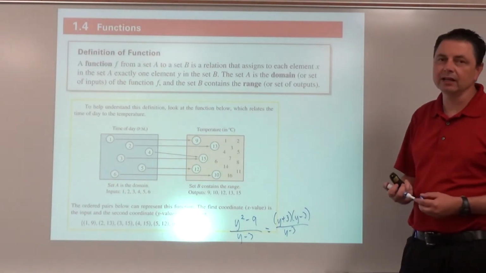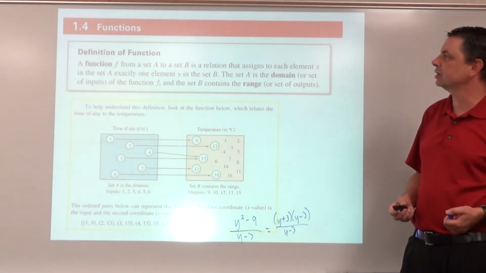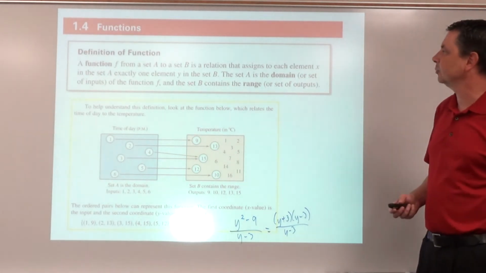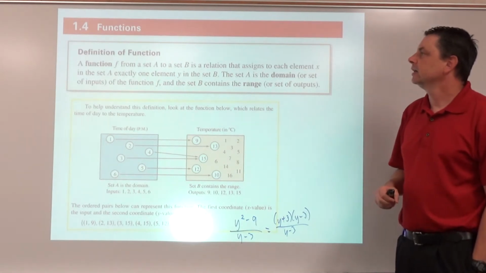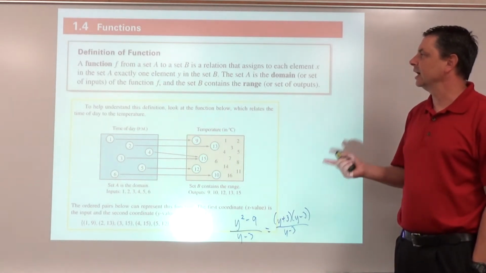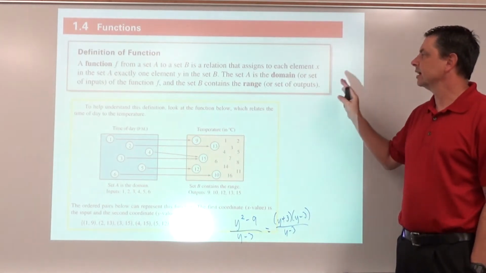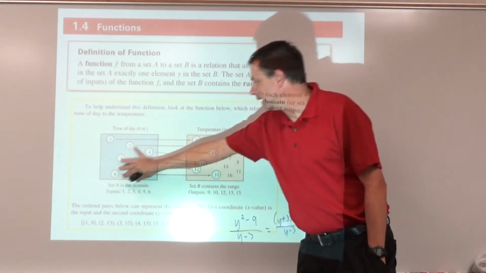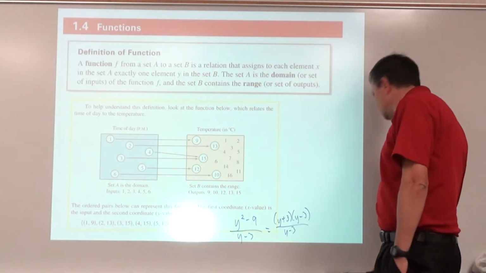All right, today we're looking at lesson 1.4 about functions, the definition of a function. A function f from a set A to a set B is a relation that assigns each element x in the set A to exactly one element y in the set B. So set A is the domain, set B is the range. So each element in the domain is assigned only one element in the range.